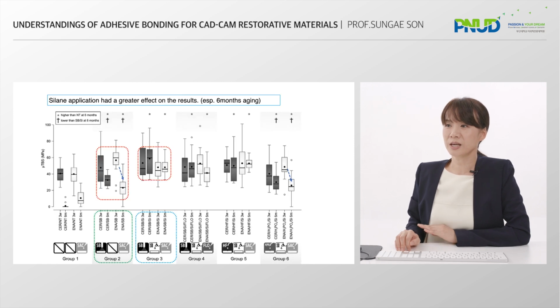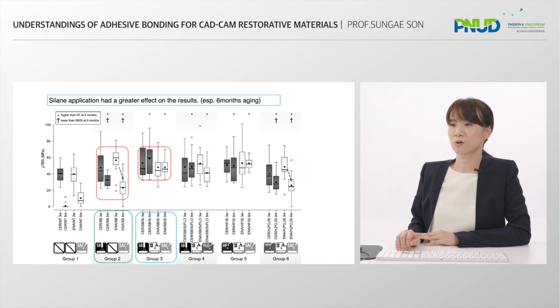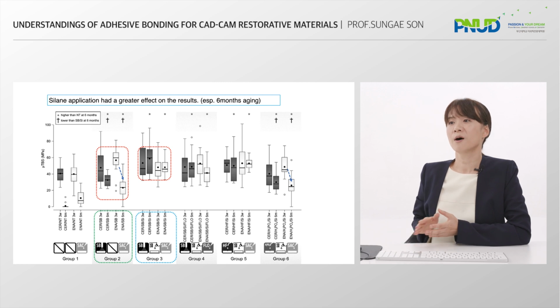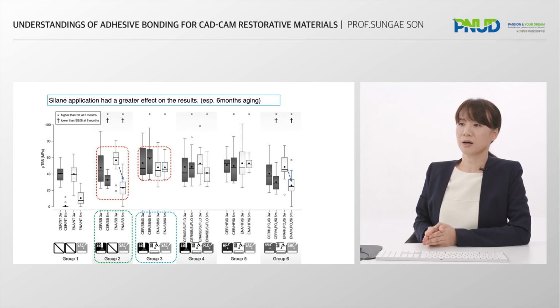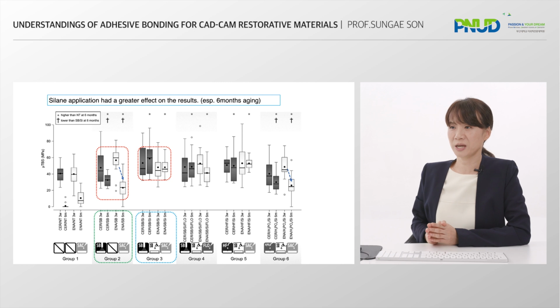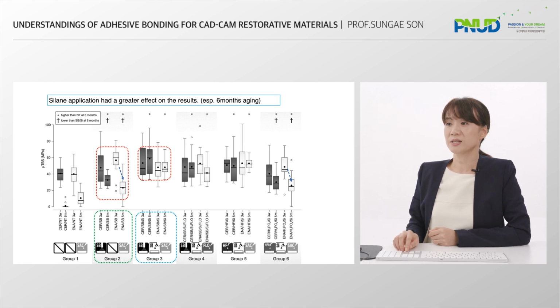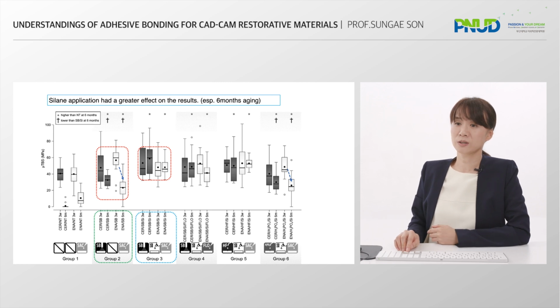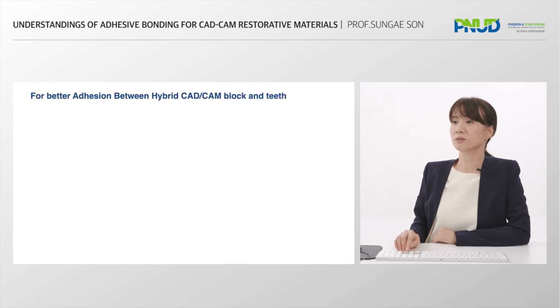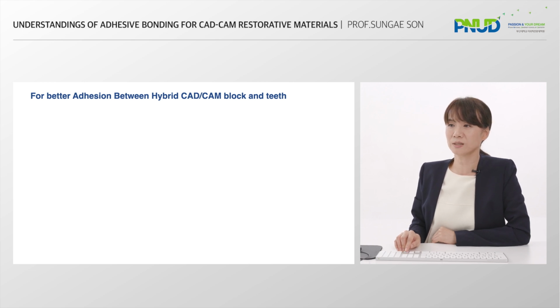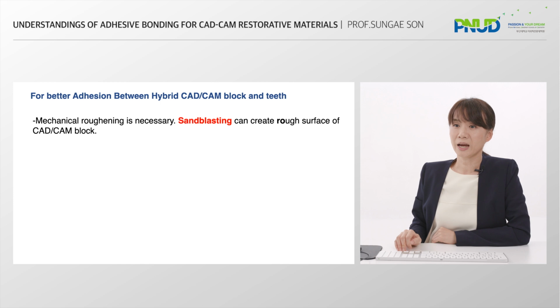The groups that skipped the silane treatment after sandblasting, on the surface of CeraSmart and Dynamic blocks, showed lower bond strength than the group treated with silane, especially after 6 months of aging. Silane application had a greater effect on the result. Therefore, the following conclusion can be drawn about the bonding of the hybrid CAD-CAM block. First, mechanical roughening is necessary.